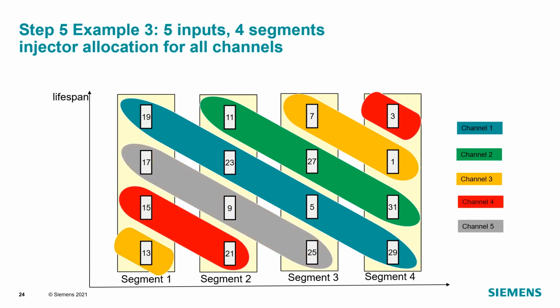In this case, we have 5 channels, 4 segments, and 16 injectors. Again, we cannot guarantee equal distribution. Channel 1 gets 4 injectors, while channels 2, 3, 4, and 5 get 3 each. Again, not the same, but close.